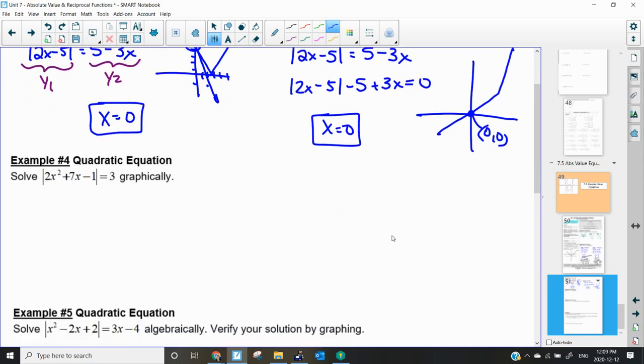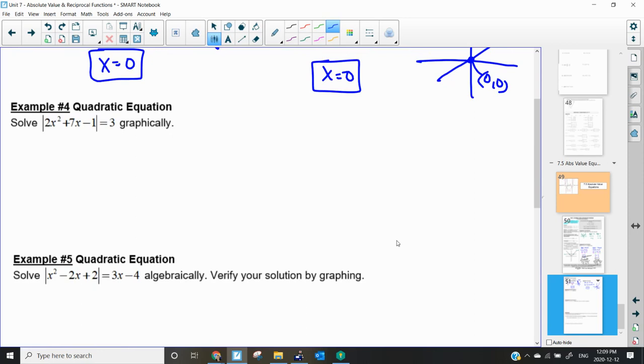Now moving on to another example here at the quadratic equation, we're again going to try to solve graphically. If I were to graph this one on my calculator, I'm going to start off with method 1. I would graph 2x squared plus 7x minus 1 all in absolute values. That would be y1. And then I draw a line at y equals 3 as y2.